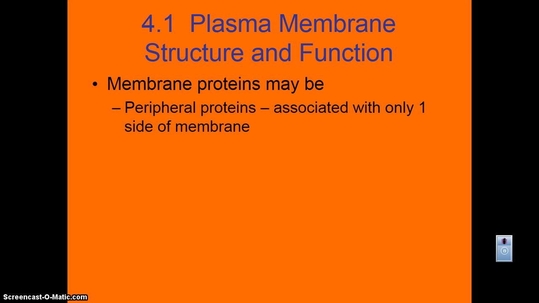Membrane proteins may be the following types. One's called peripheral. Peripheral proteins are on one side of the membrane. So just like your peripheral vision, if you can see it out of the corner of your eye, it's around one side or the other, not both, so it's a peripheral protein. Integral proteins actually span the membrane. They go from the outside to inside the cell.